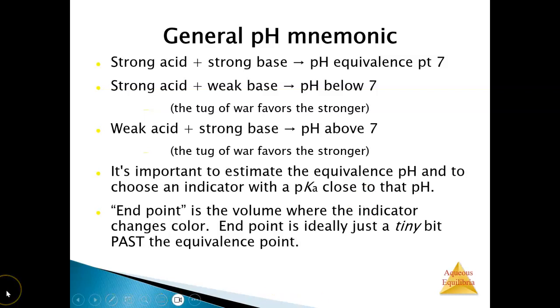The last thing I want to talk about here is that when we are finding an indicator, this is where it's going to be really important that we can't estimate our equivalence pH, and we need to choose an indicator where the endpoint will be close to the equivalence point, ideally just a tiny bit past the equivalence point, because we know we want to have reached equivalence before we hit the endpoint. If we hit the endpoint before equivalence, then we have no information to let us know when we really actually reached the equivalence point.